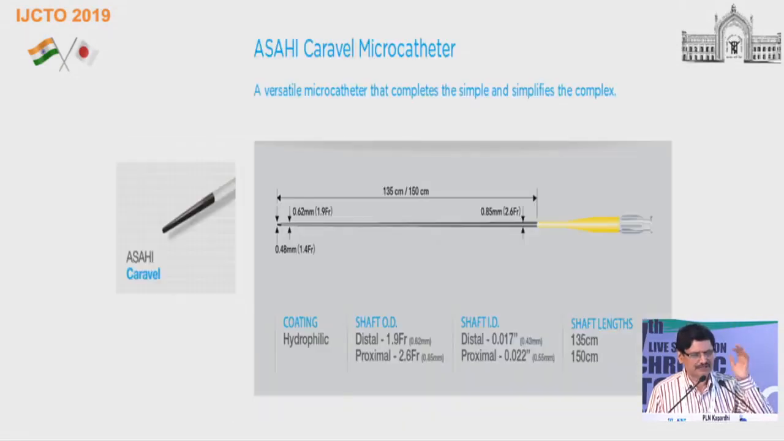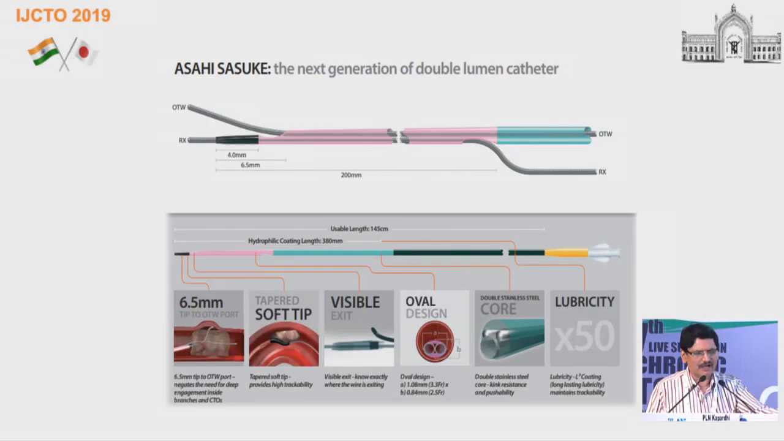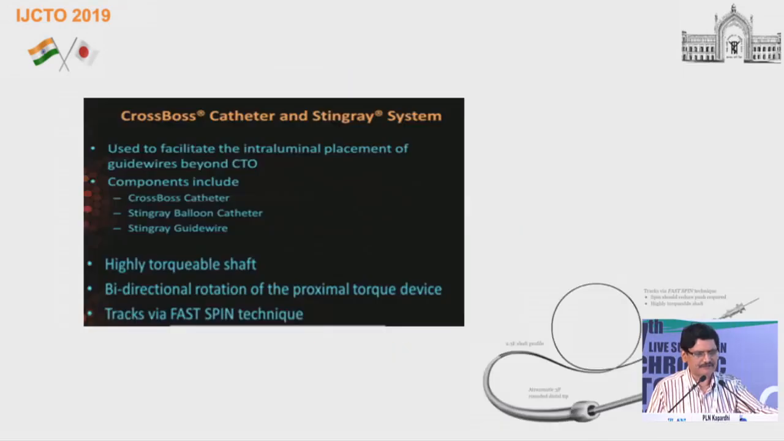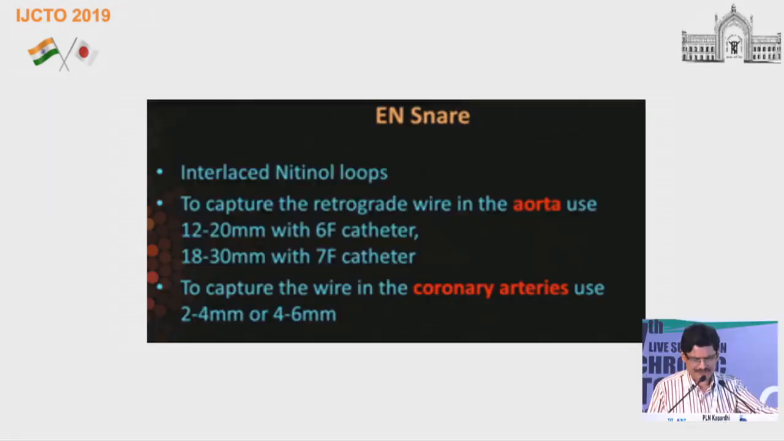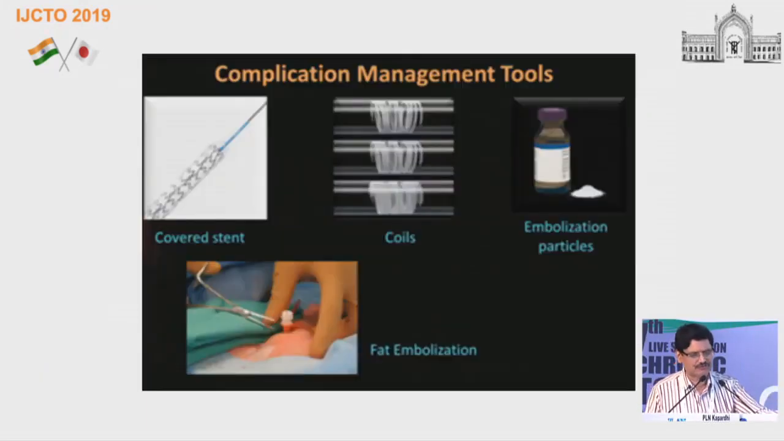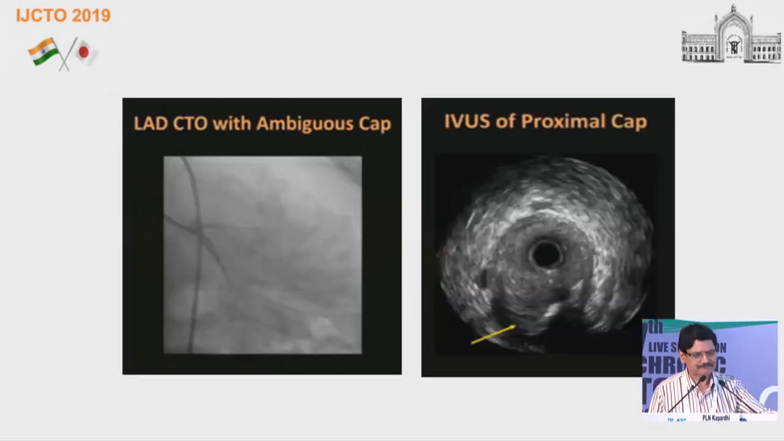And the operator should have knowledge of this CTO cart regarding the wires, microcatheters and hardware. And this is important, especially the snares. We should have complication management hardware also, such as cover stents, coils, embolization particles and fat embolization. And imaging is mandatory, especially when you are building up CTO programs, for successful outcomes.